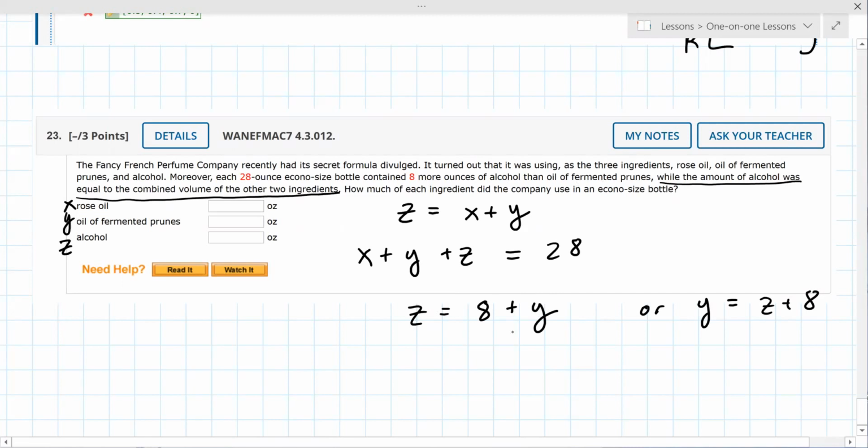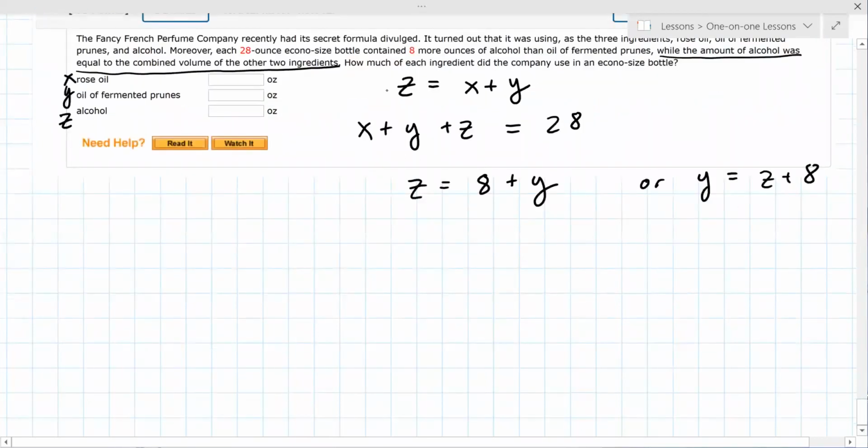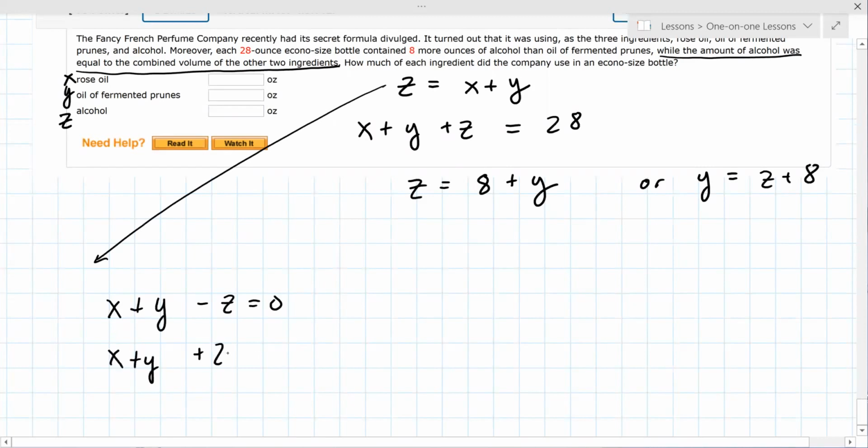So these are your 3 equations. You can rewrite them into standard form. So like this first one, we can write X plus Y minus Z equals 0. The second one, we can just grab X plus Y plus Z equals 28. And then this last one here, if we keep the number there, move the Y over, you have minus Y plus Z equals 8. And whenever there's not a value in a position, that means that it's 0. So I'm going to enter this in.